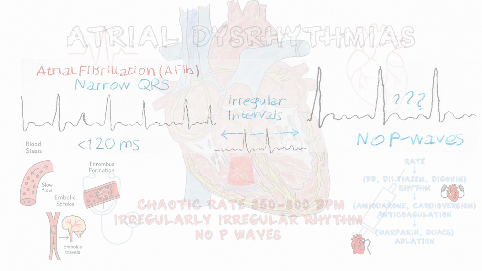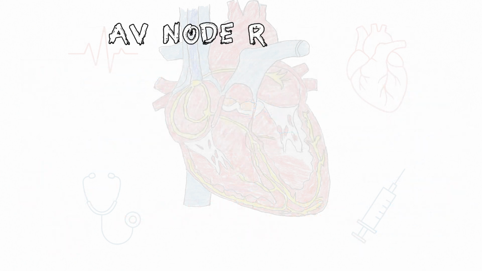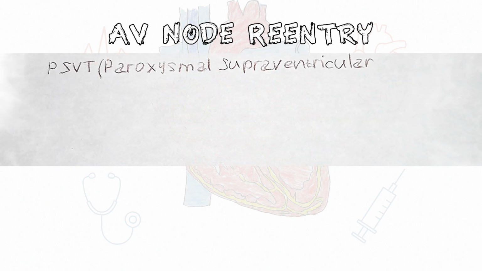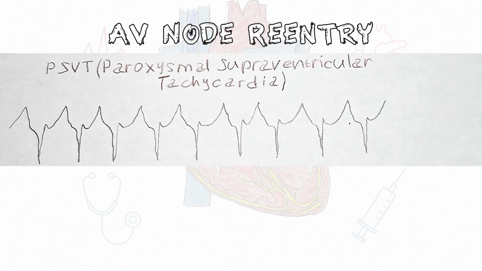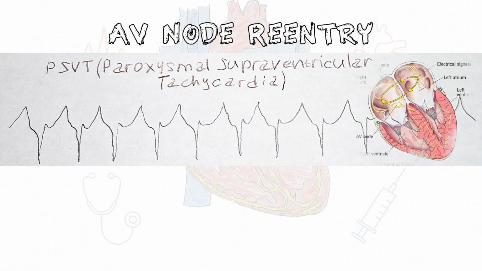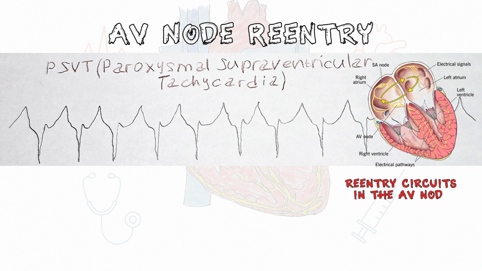Alright, and the next complex of problems is AV node reentry and node problems, which include paroxysmal supraventricular tachycardia, or for our convenience PSVT. This is a sudden onset, narrow complex tachycardia caused by a reentry circuit in the AV node or accessory pathway, often triggered by stress, stimulants or caffeine.